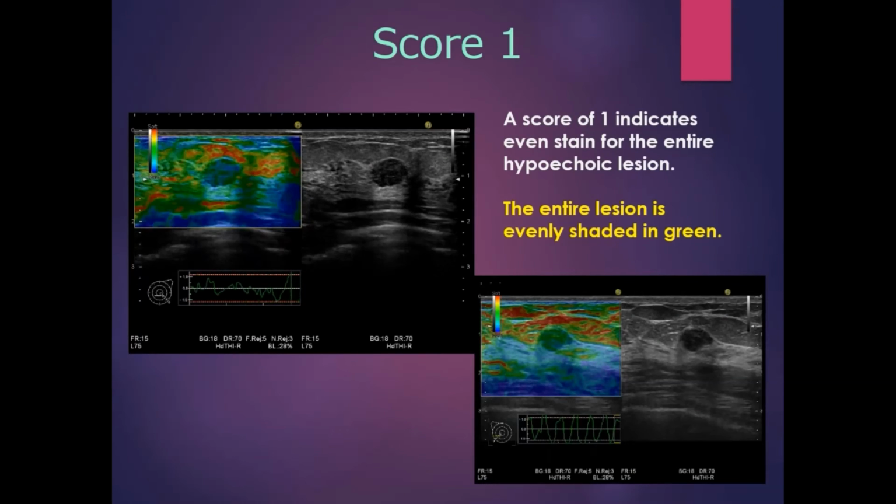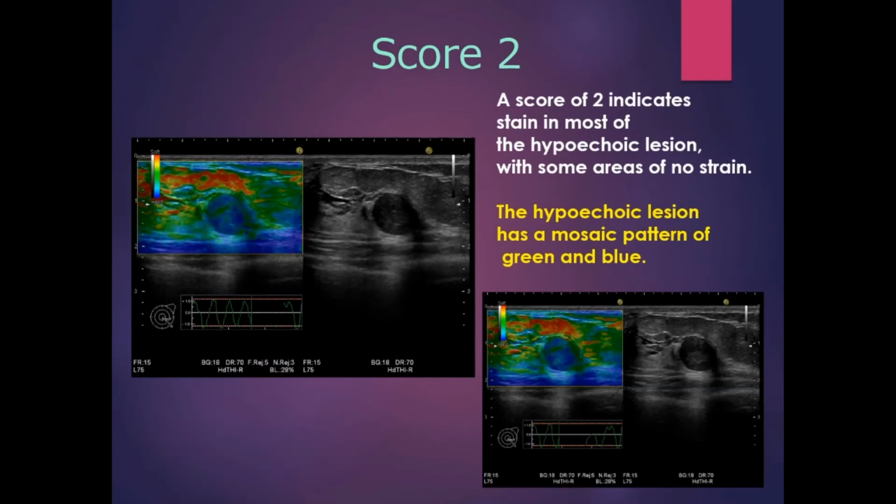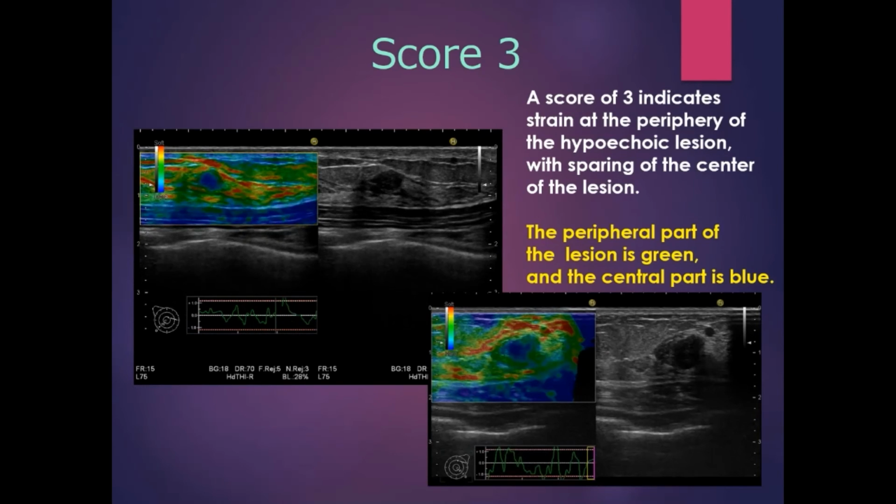Score 1 indicates even strain in the entire hypoechoic region. In other words, the entire tumor is colored by the same green as the surrounding mammary gland. Score 2 indicates strain in most of the hypoechoic tumor. Most of the part is green, and blue is mixed in some parts. Score 3 indicates strain in the periphery of the hypoechoic tumor and no strain in the center. The center is displayed in blue and the periphery in green.